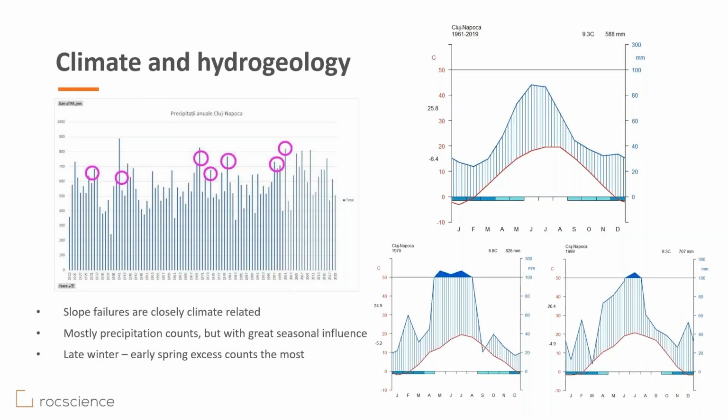Regarding the climate and hydrology, it is important to remind that the analyzed slope failures are closely climate related, where late winters and early springs count the most. For example, there are multiple months where precipitation was higher than 100 millimeters in the year 1970. You can see that usually the median precipitation for that month is around 90. You can see here that the median from 1961 until 2019 for the summer period is around 19. We have precipitation related to slope failures in the year 1970, where a lot of months exceeded the 100 millimeter precipitation, and also for the failure which was in 1999.